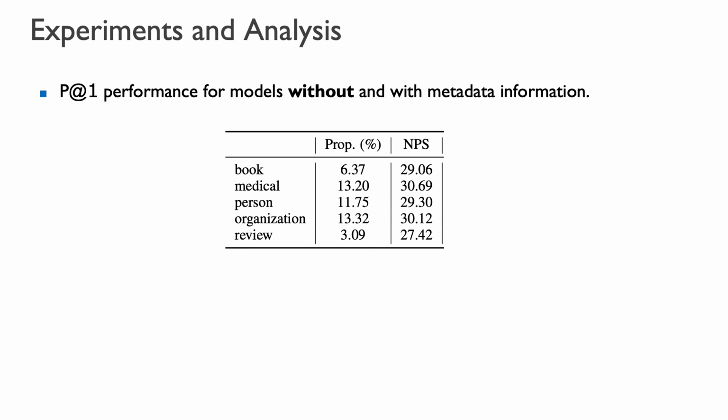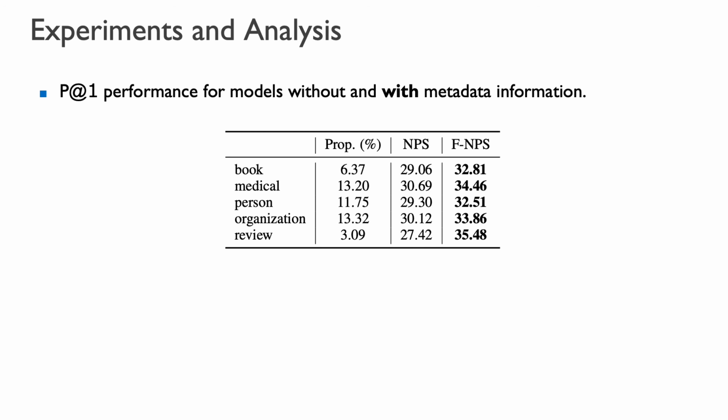To further understand these improvements provided by metadata information, we selected a bunch of areas with a bigger proportion of metadata, which are book, medical, person, organization, and reviews. In the second column, we see that NPS achieves nearly 30% accuracy for P@1, while after the fine-grained encoding for the metadata information, it provides bigger improvements, like from 3% to over 5%. It also proves that this metadata is really helping for these domains.